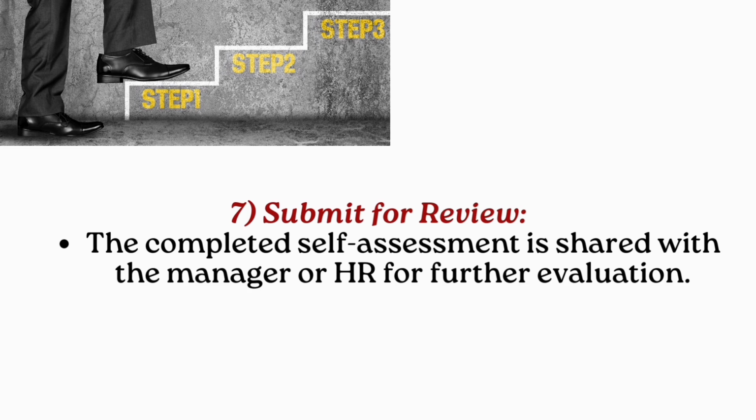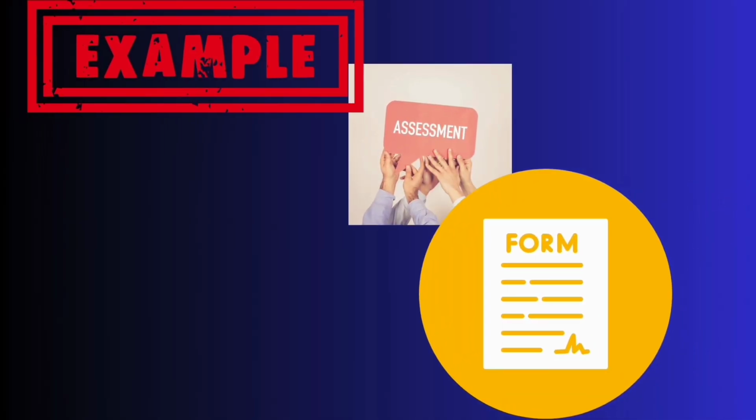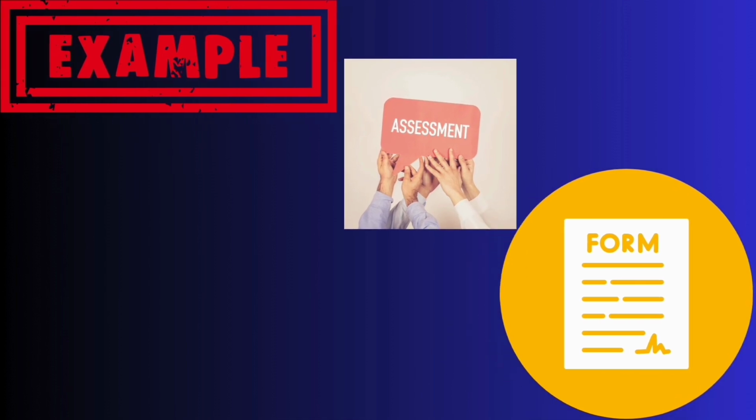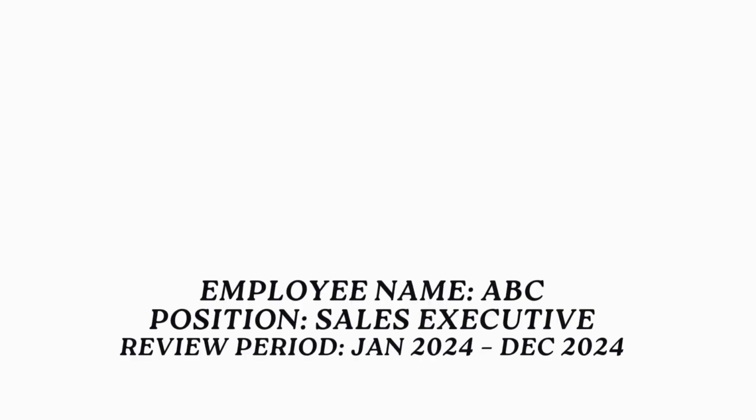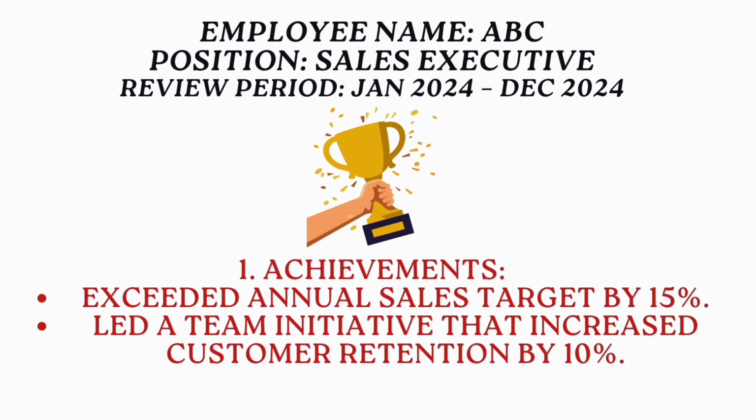Okay, let's discuss an example of a self assessment form. Here you can write your employee name, ABC, and position name. We are taking sales executive, and the review period is from January 24 to December 24.